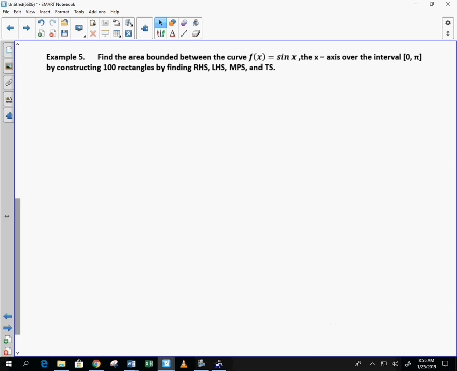Okay, here we go. So we want to take an area bounded beneath the curve f of x equals sine of x and the x-axis over the interval 0 to pi. And we want to construct 100 rectangles and find the right-hand sum, the left-hand sum, the midpoint sum, and the trapezoidal sum. Sounds ridiculous, doesn't it? But we're going to do it because we're really, really smart.